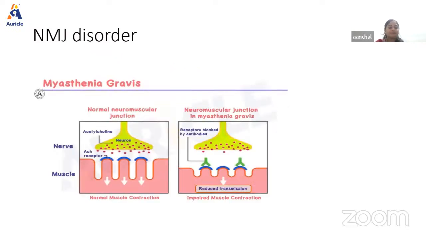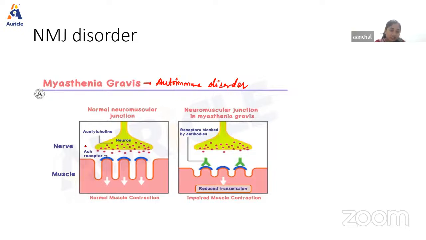Okay. Then finally, coming to the disorder that is caused by the NMJ, and that is myasthenia gravis. Okay, so we're going to learn what is myasthenia gravis. So again, myasthenia gravis is an autoimmune disease. As we already know, autoimmune diseases are those diseases in which our own body creates antibodies, right? So myasthenia gravis is basically due to the development of autoantibodies against the receptors of acetylcholine.